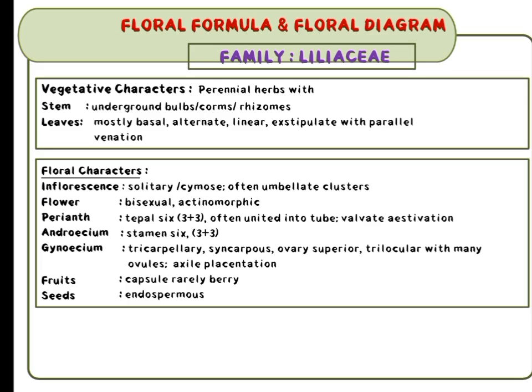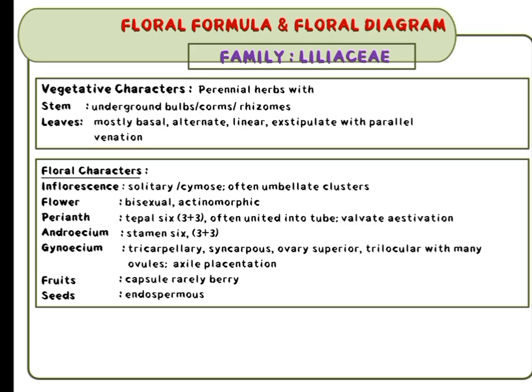They are fused to form a tubular structure and show valvate aestivation. Then come to the androecium. There are 6 stamens also arranged in 2 whorls, that is 3 plus 3, and they are united. And the gynoecium is tricarpellary. There are 3 carpels present in fused condition, and we can see a superior ovary and 3 locules having many ovules.